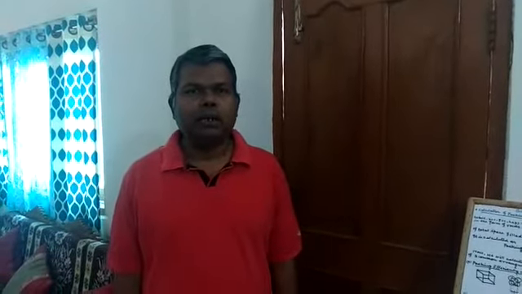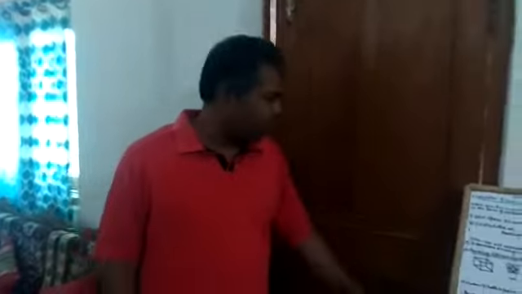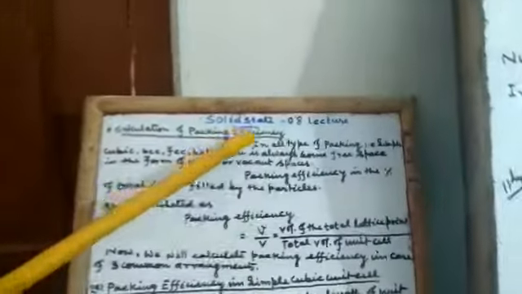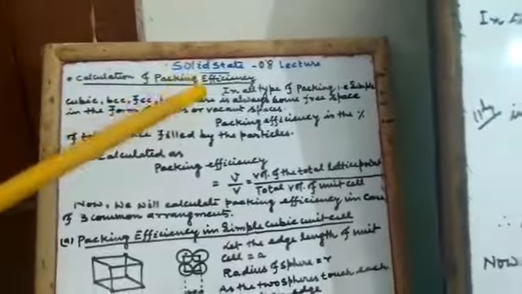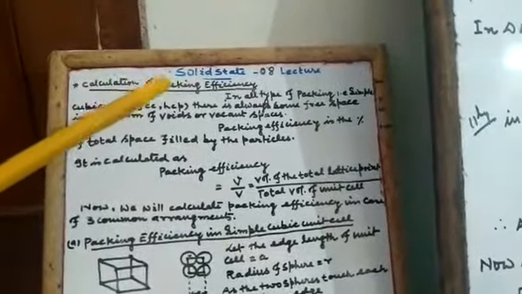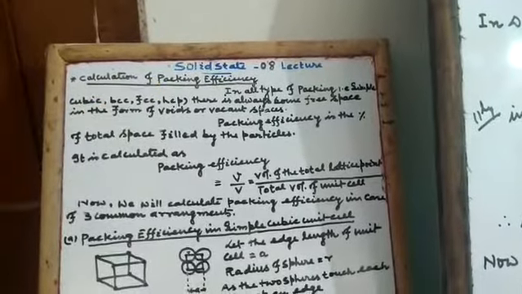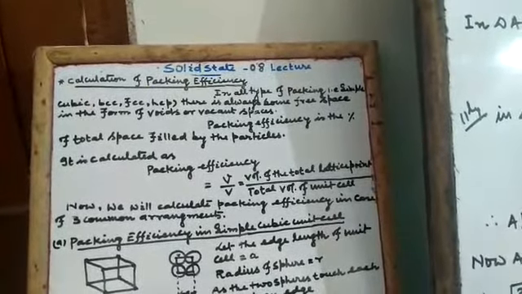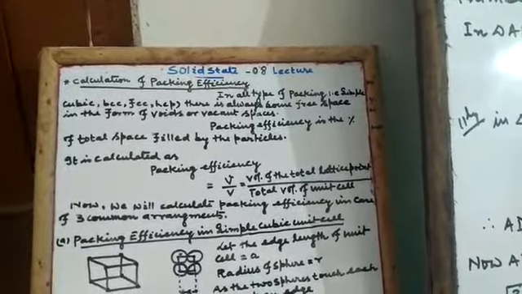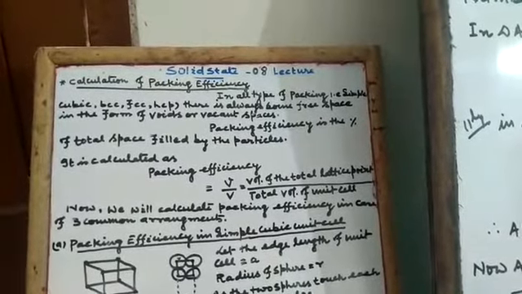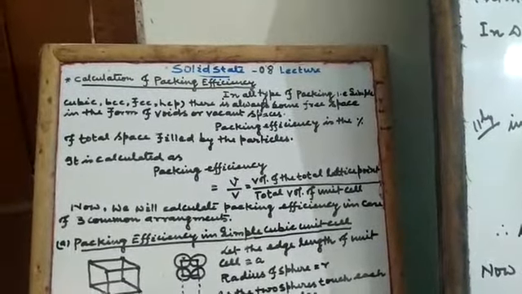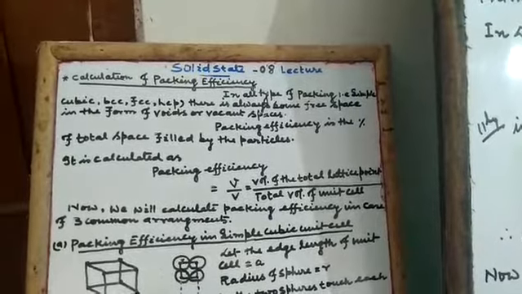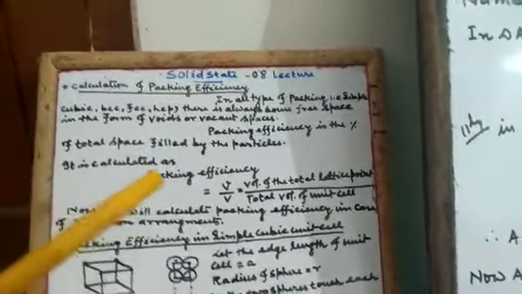This is my 8th lecture on solid state. Today, we will discuss the calculation of packing efficiency. In the previous class, we discussed octahedral voids and tetrahedral voids, and by knowing the type of voids, location of voids, and fraction of occupied voids, we can determine the formula of the compounds. Some numericals we have already done. Today, we will discuss packing efficiency.